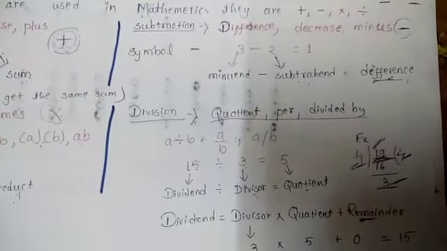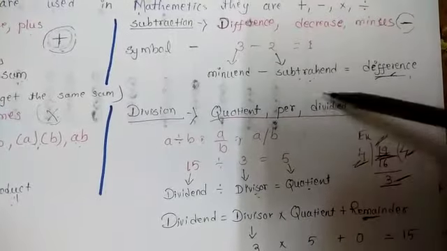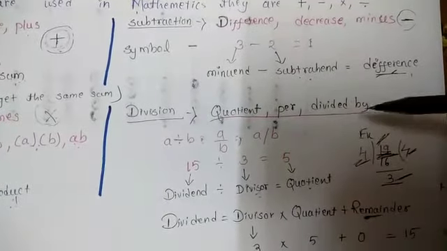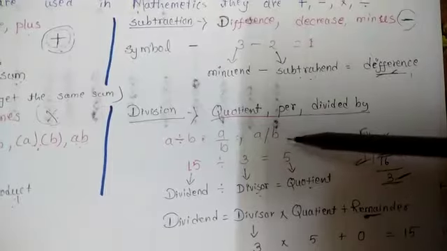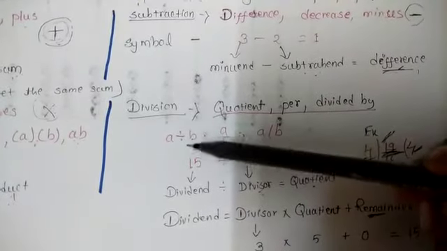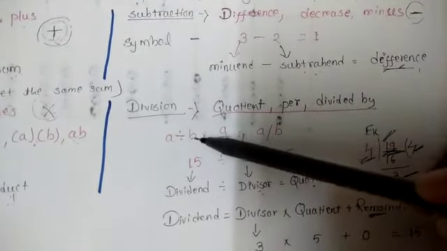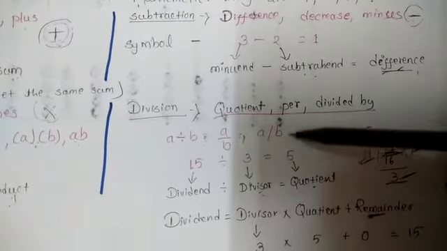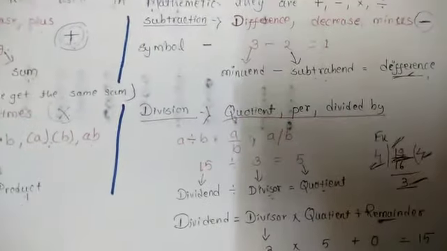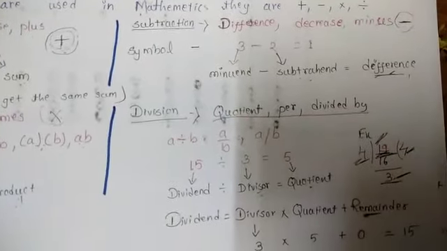Division. The keywords are like this: quotient, per, divided by. There are three forms of writing division. This is your division sign. This is a by b. This is also a by b. The first number means, here I have written the example. Just see, 15 divided by 3 is equal to 5.